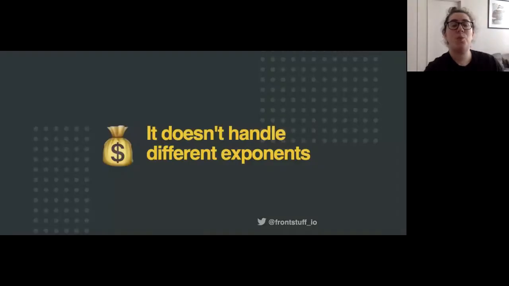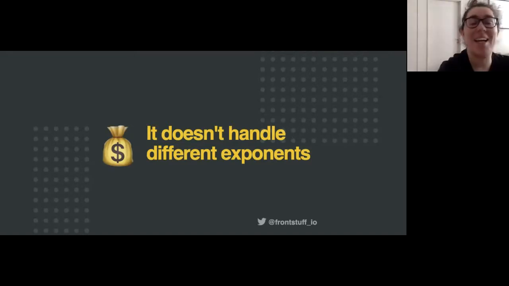A second issue with Dinero V1 is that it does not handle different exponents. All right, so what the hell is an exponent? So a little bit of money theory here. Most currencies that we use in the world are decimal, and some of them have minor currency units. The exponent is a way to express the relationship between the major and the minor units of a decimal currency. So here's an example to make it more concrete.